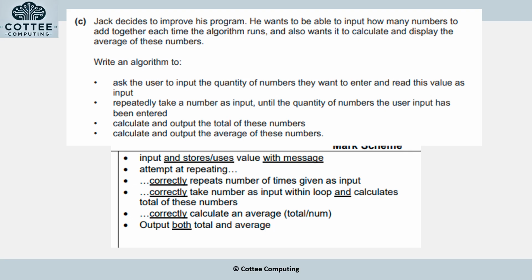So you need to have inputted and stored the value for the numbers that they enter. So if you just wrote input the quantity of numbers and store in a variable, you will get a mark for that. Attempting to repeat, you get a mark for. So not even actually repeating, but attempting to. Correctly repeating the number of times given, so from that input previously. Correctly taking the number as input within the loop and calculating the total of these numbers. And correctly calculating an average for them. Okay, so you could just write that in structured English and you would get the marks for it.